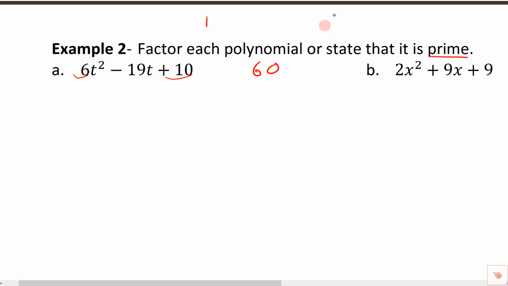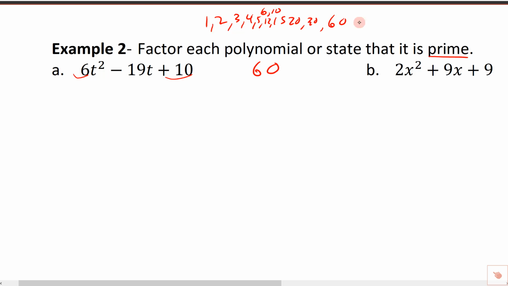So if I did 1 and 60, can't make a 19 out of those. 2 and 30, can't make a 19 out of those. 3 and 20, 3 goes into 60 20 times, can't make a 19, but we're close. And a 4 and a 15. You can make a 19 out of those. Now just for the heck of it, I'm going to finish this off. 5 and 12. And 6 and 10.